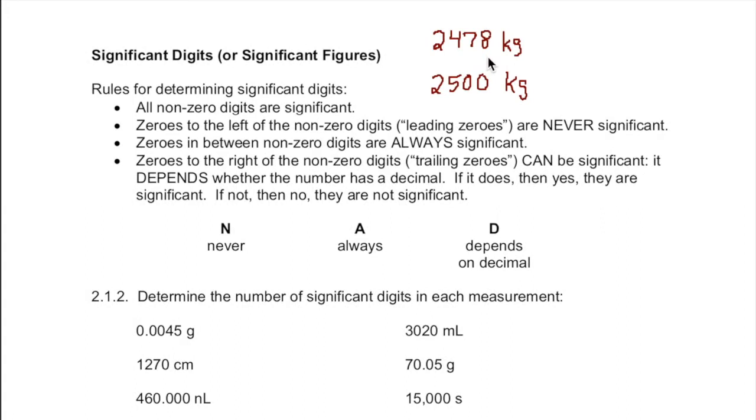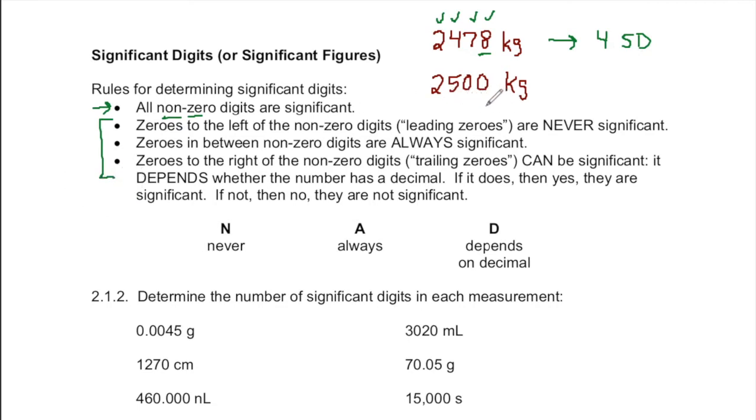So in the example we were talking about before, when you have all non-zero digits, it's pretty easy to determine that all of these are significant. This is where the uncertainty is, plus or minus 1 kilogram, because all non-zero digits are going to be significant. So all of these are significant. This number has 4 significant digits. The problem comes when you have some zeros.